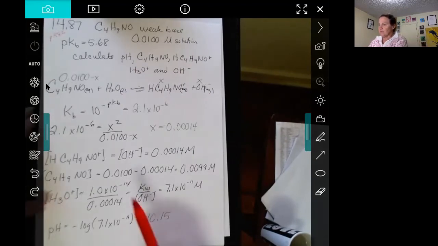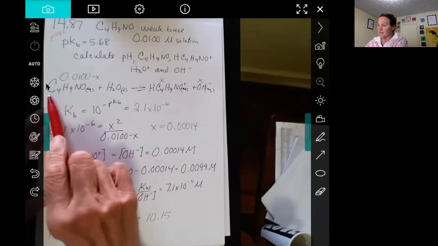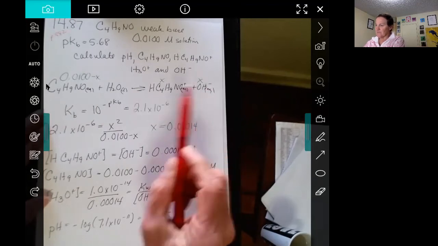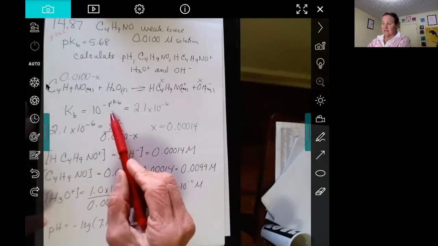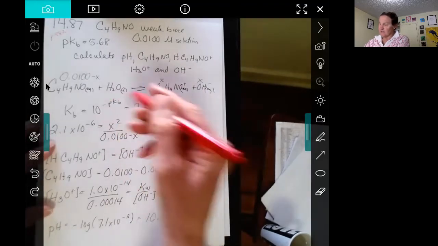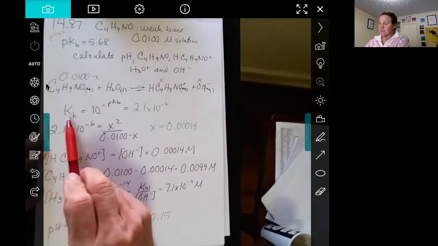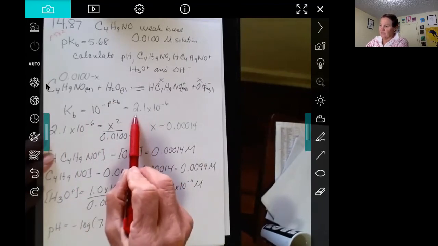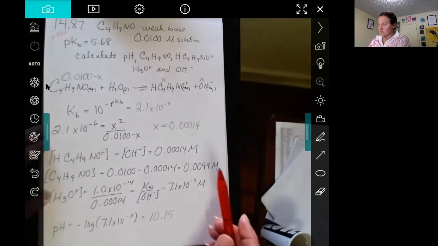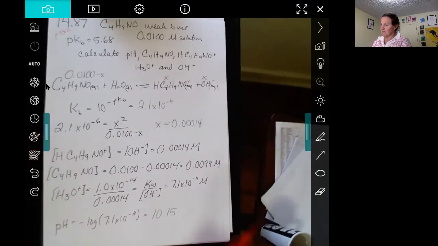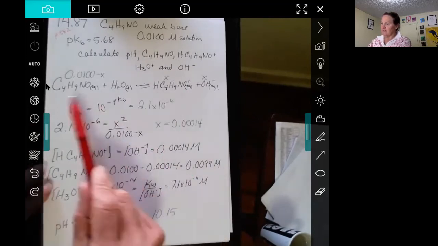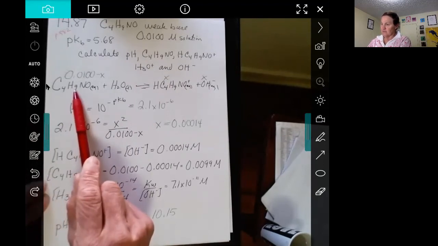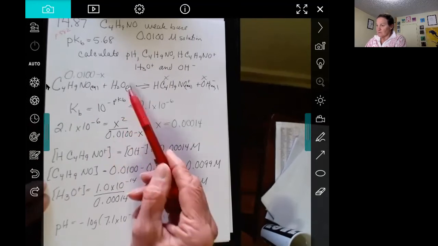So for a weak base dissociating in water, it's the base plus water goes to the conjugate acid plus OH minus. A pKb is just like a pH, the P function is always the negative log. So if I want the Kb, I go 10 to the minus pKb, and I get a Kb of 2.1 times 10 to the minus 6. So this really isn't a very strong weak base. Solve it looking at the equilibrium. So it'll be x times x divided by 0.0100 minus x, because water is a liquid.